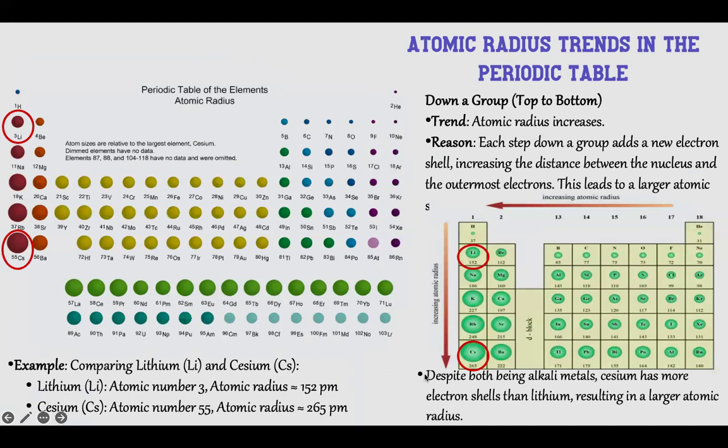Atomic radius trend in the periodic table: down a group, from top to bottom, the trend is that atomic radius increases. Reason: each step down a group adds a new electron shell, increasing the distance between the nucleus and the outermost electron. This leads to a larger atomic radius.